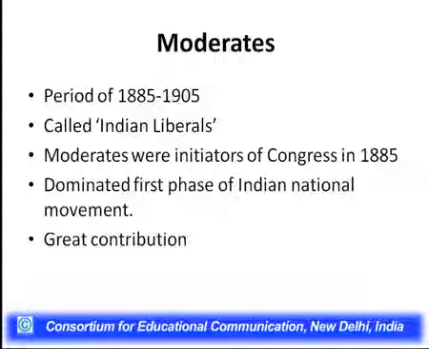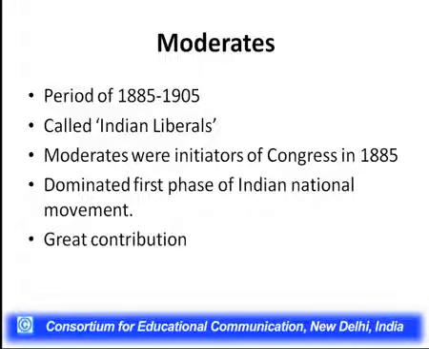These people worked from 1885 to 1905. They were called the Indian Liberals, and they were the initiators of the Congress in 1885. They dominated the first phase of the Indian national movement, and they made an immense contribution to the politics of the Congress.